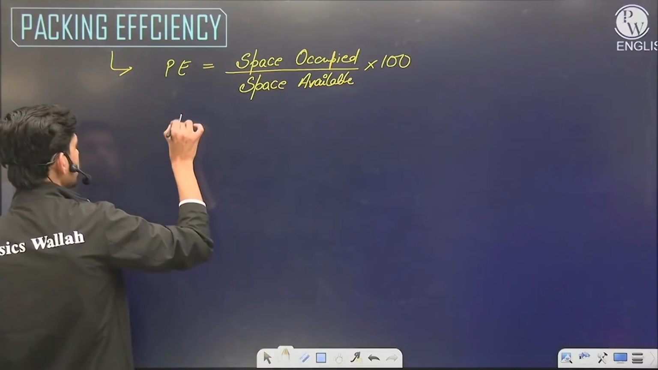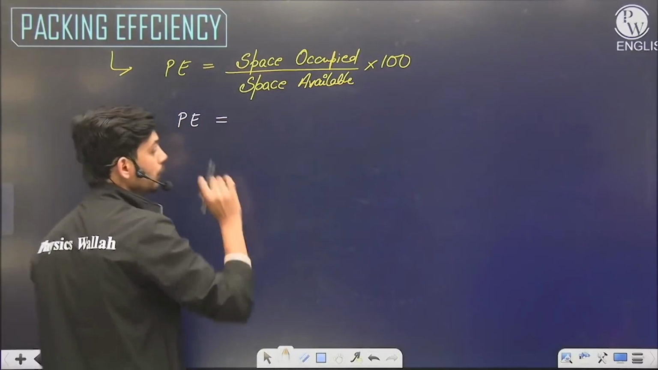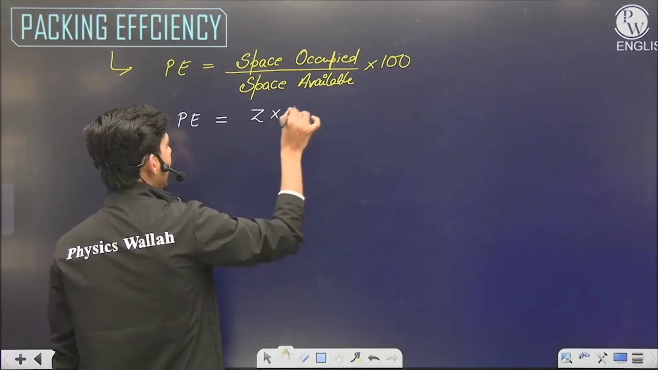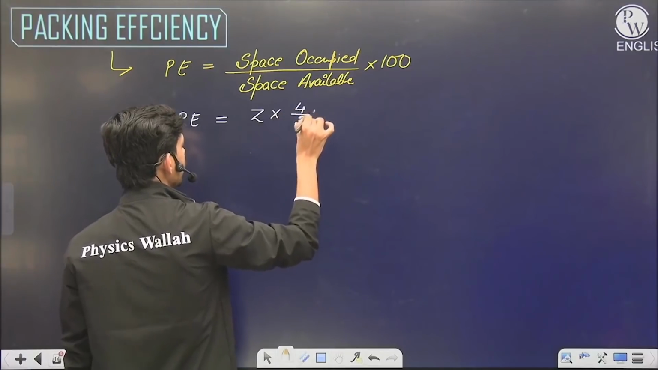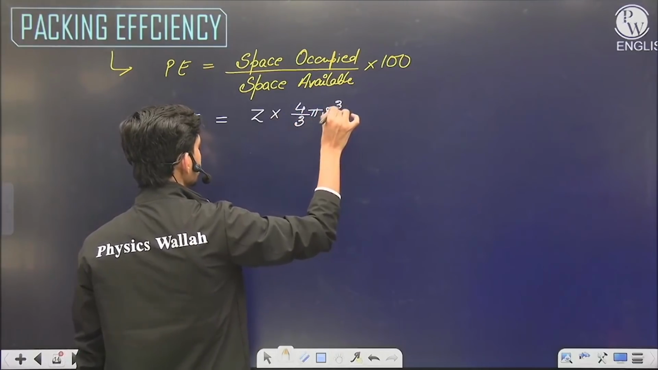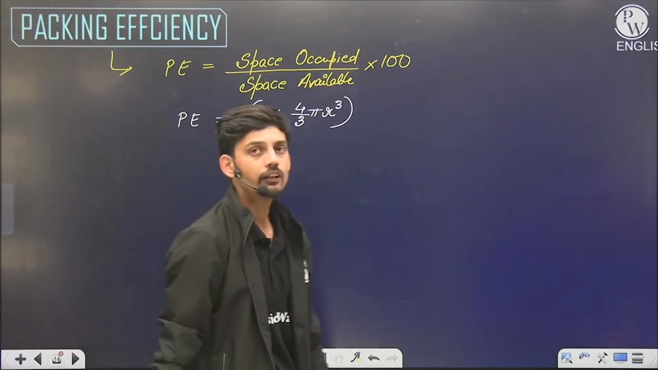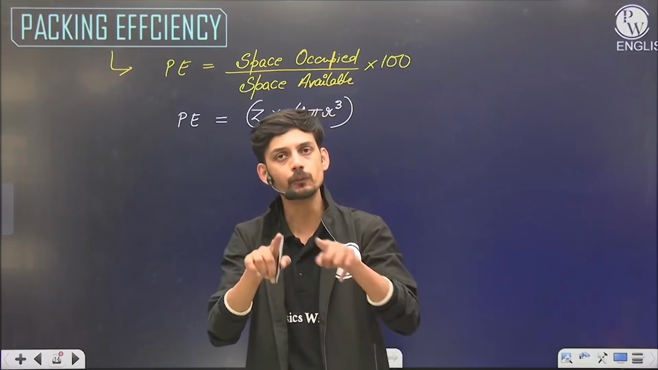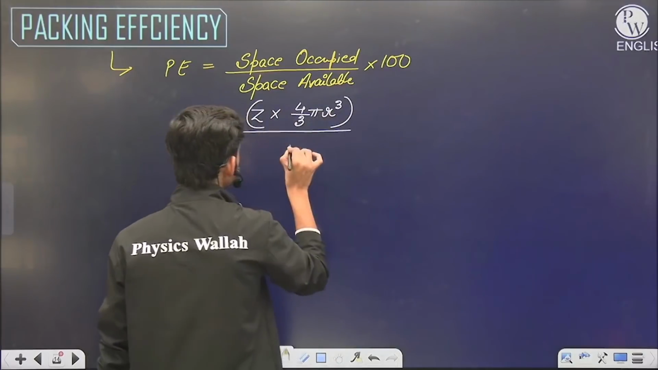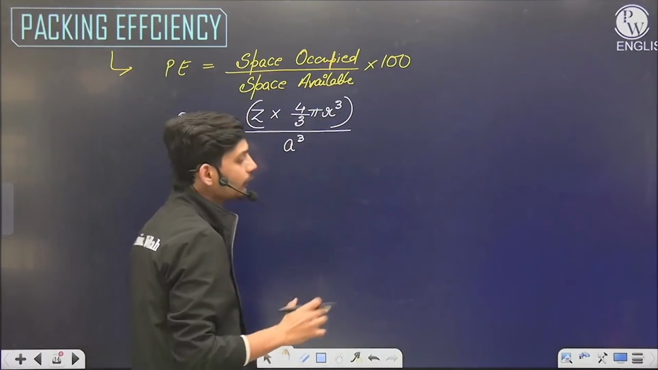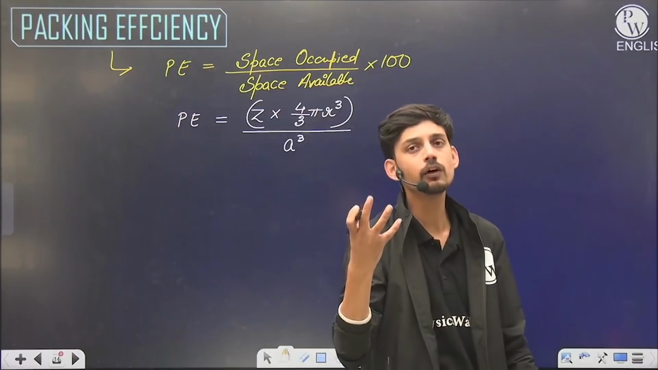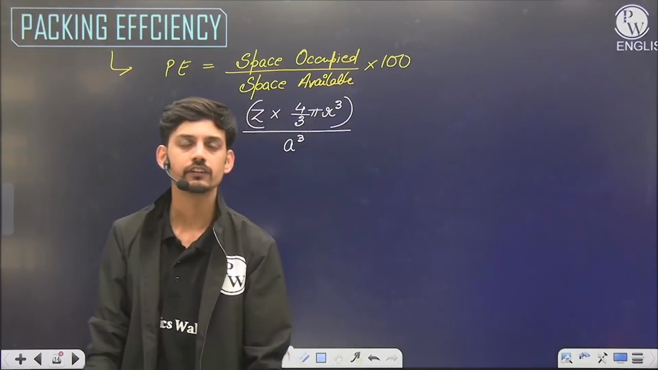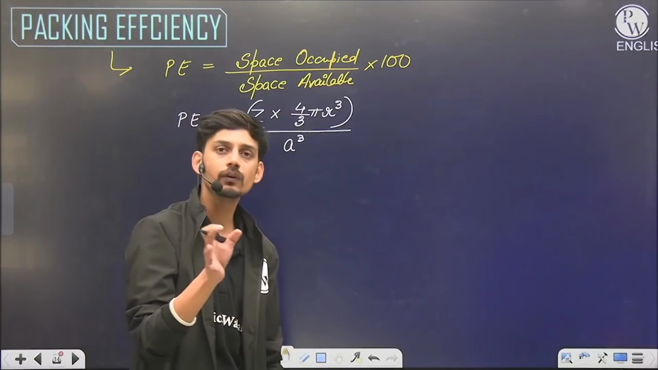Now I can make a formula here. The space is occupied by spheres. If I have Z number of spheres and the volume of each sphere will be 4 by 3 pi r cube, correct? So the total volume occupied will be Z into 4 by 3 pi r cube, and I am having a cube, so the total volume available is a cube. All the calculation is done for the unit cell, because if I know about the unit cell, it is only giving the crystal lattice by replicating itself. So I have to find the packing efficiency only for the unit cell.